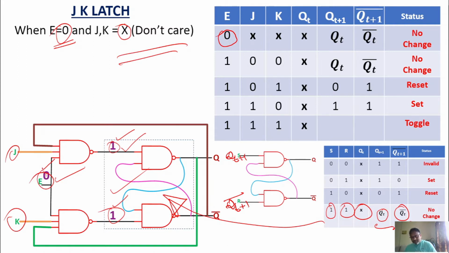Okay, whatever was there previously, it will retain. And that state is called the no change state. Nothing is happening in that particular state. See, this is the one, the no change state.